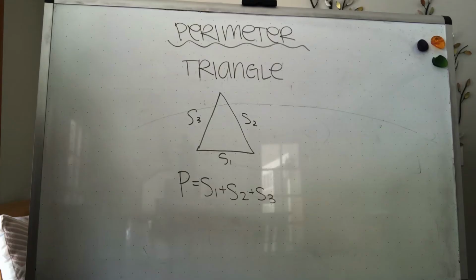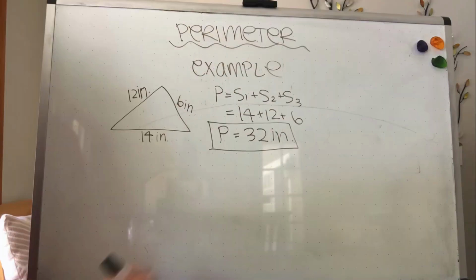Next we have the perimeter of a triangle, and this is pretty much just adding all of the sides. In this example, all the sides are given to us, so we just add them up. 14 plus 12 plus 6, which equals 32 inches.